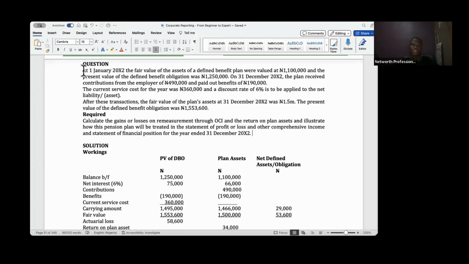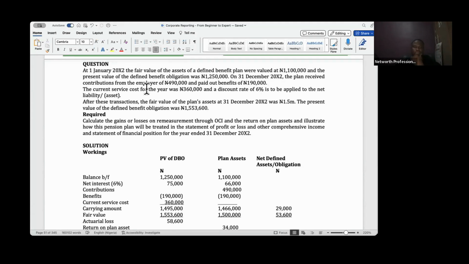Now, this question says that at 1st January 2002, the fair value of the assets of a defined benefit plan were valued at 1.1 million, and the present value of the defined benefit obligation was 1,250,000. That's at the beginning. And on 31st December 2002, the plan received a contribution from the employer of 490,000 and paid out 490,000.